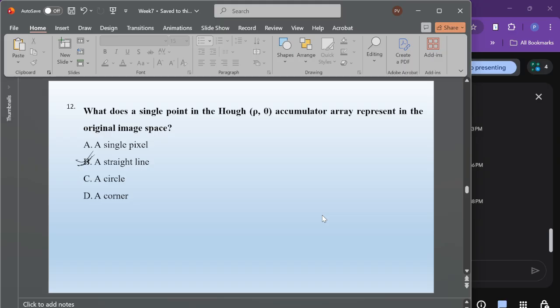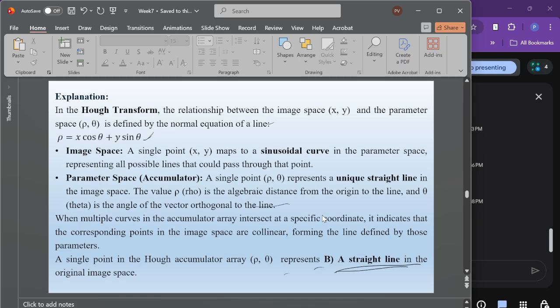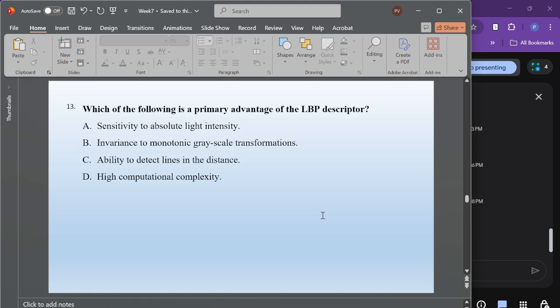Okay, so I hope all of you have understood. Now moving to our next question. Which of the following is a primary advantage of the LBP descriptor? Option A, sensitivity to absolute light intensity. Option B, invariance to monotonic grayscale transformation. Option C, ability to detect lines in a distance. Option D, high computational complexity.